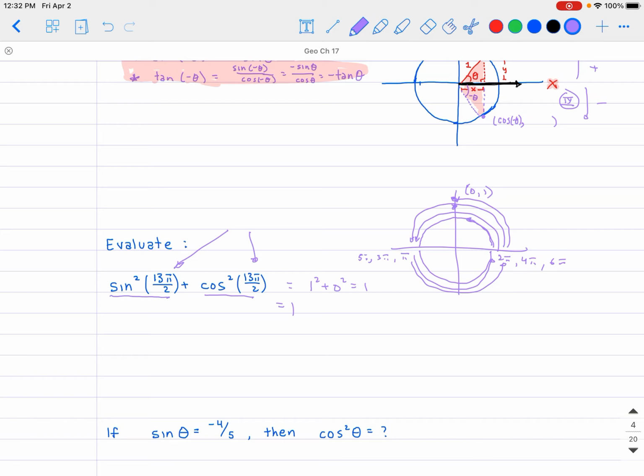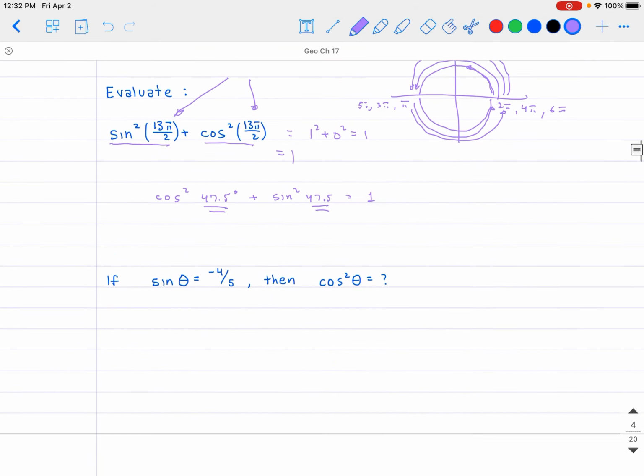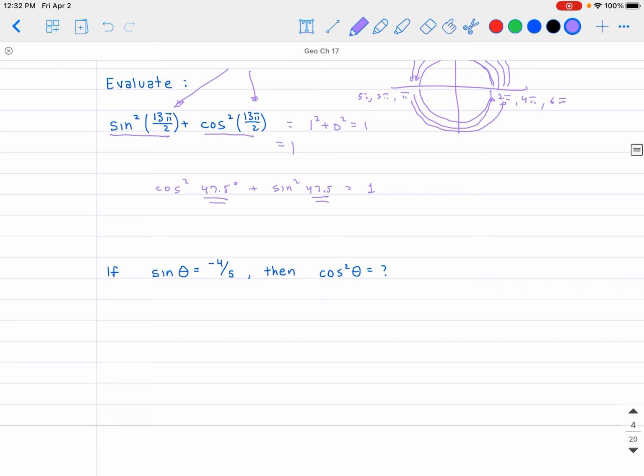In fact, one would even say something like the following. If I have, say, cosine squared of 47.5 degrees plus sine squared of 47.5 degrees, so long as the angles are the same and I'm asking for cosine squared plus sine squared, you can always say it's equal to 1, regardless of whether it's a value or a degree that we know on the unit circle or not.